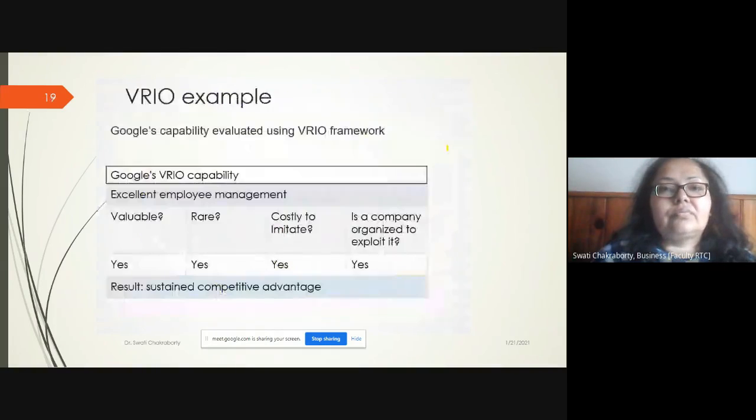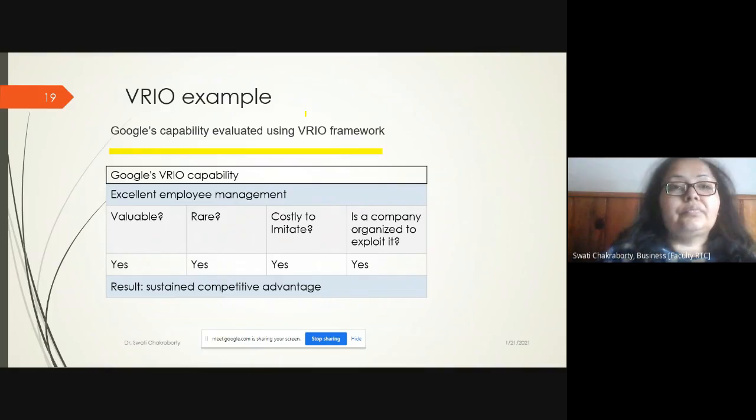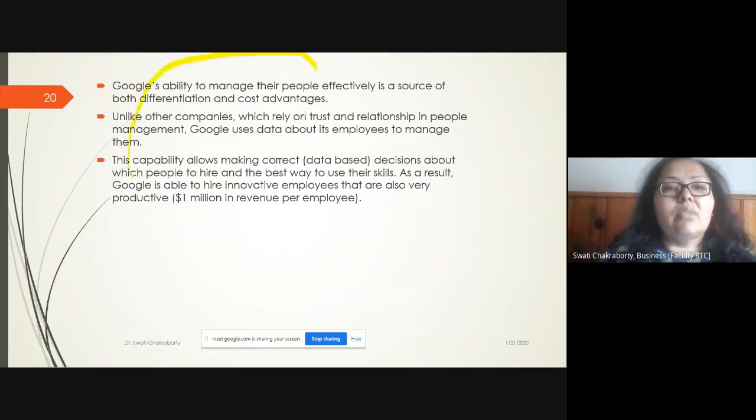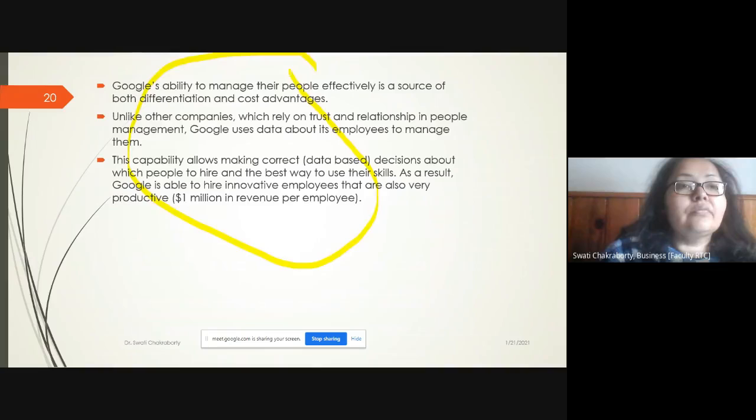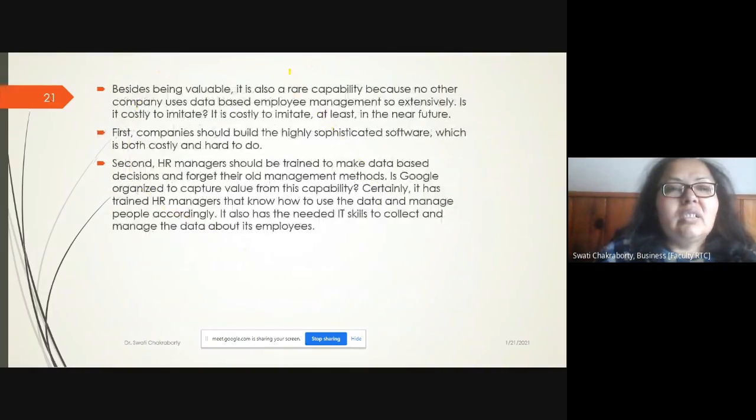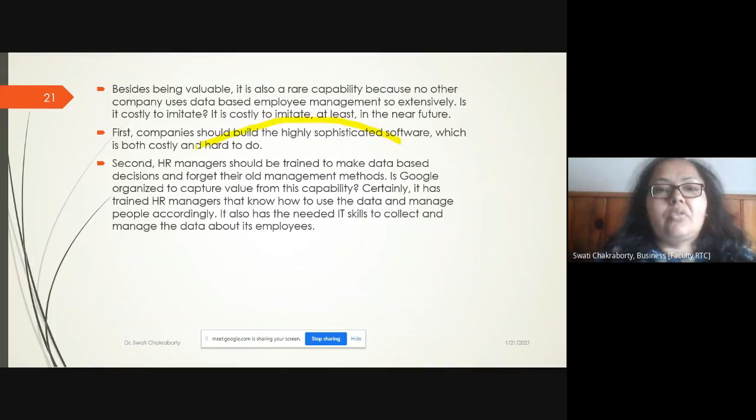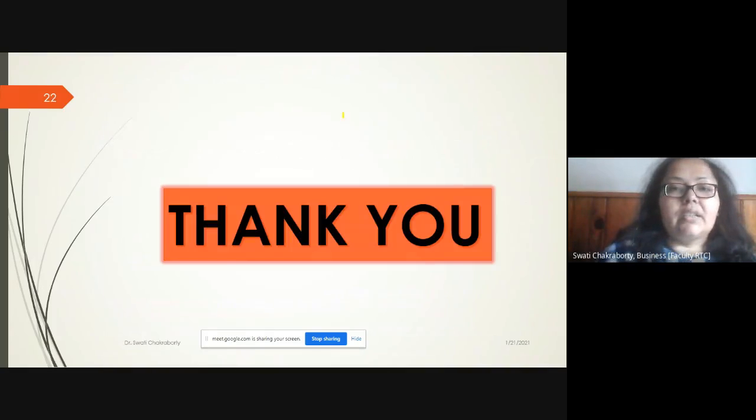Okay, this is an example of the VRIO framework. A company using it successfully is Google. These are the details about Google, and how they have been using it.